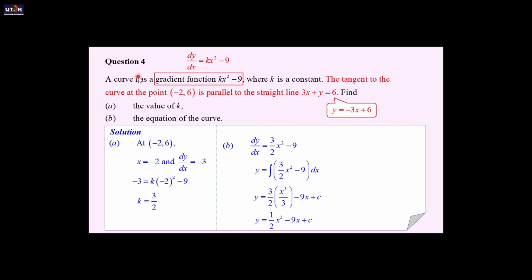Since the curve passes through the point (-2, 6), we can substitute when x is equal to -2, y is equal to 6 into this equation. Therefore, c is equal to -8. By rewriting plus c as -8, we obtain the equation of the curve: y equals half x cubed minus 9x minus 8.